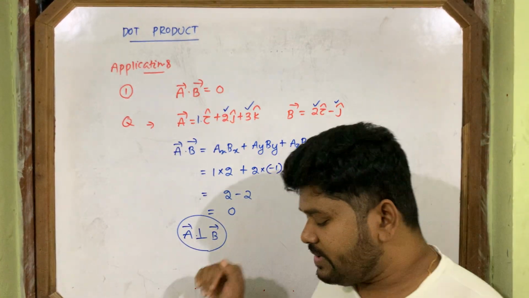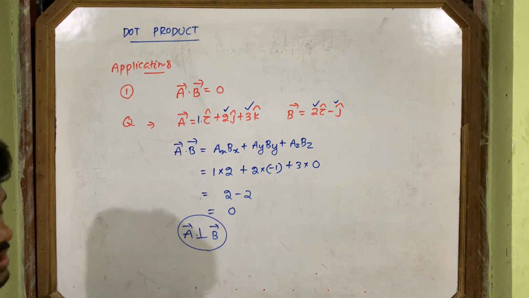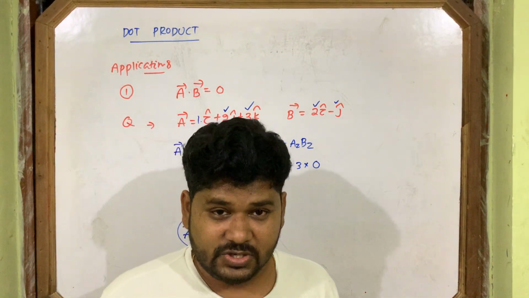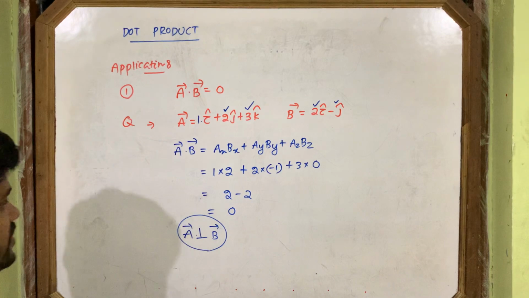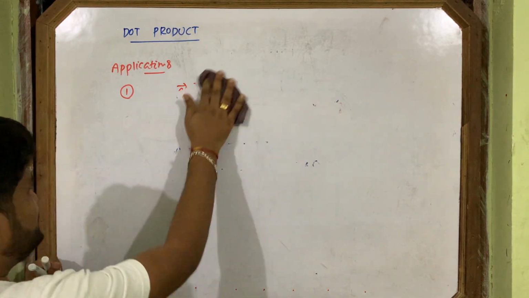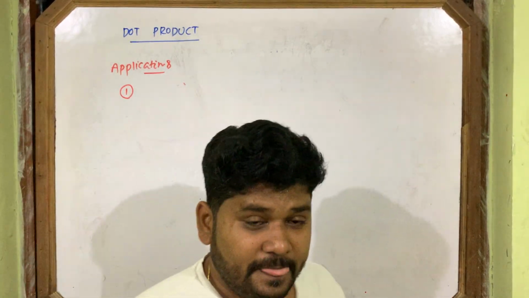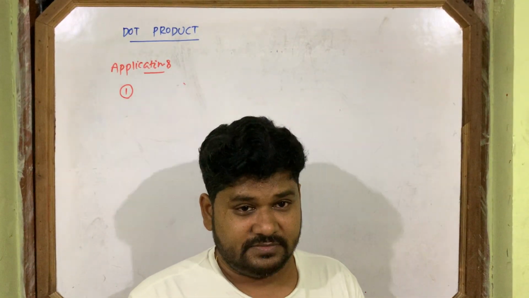Okay, so in this way we can test whether two vectors are perpendicular or not. Hope your answer was correct. So I will go to application number 2. Application number 2 is we can find the angle between two vectors.